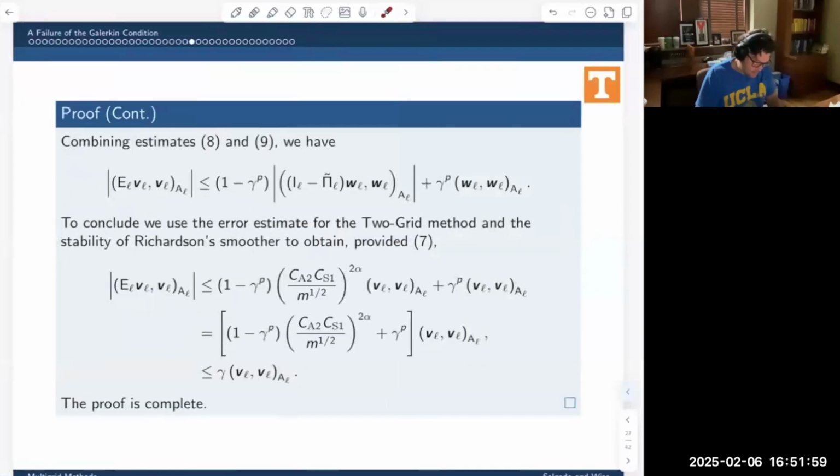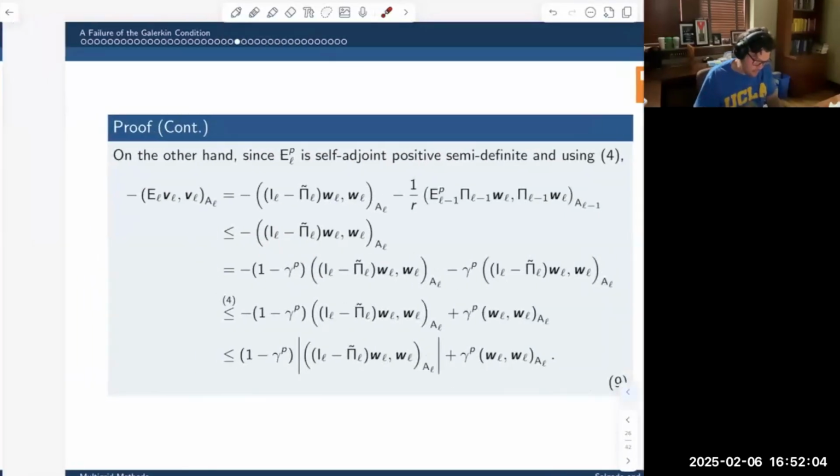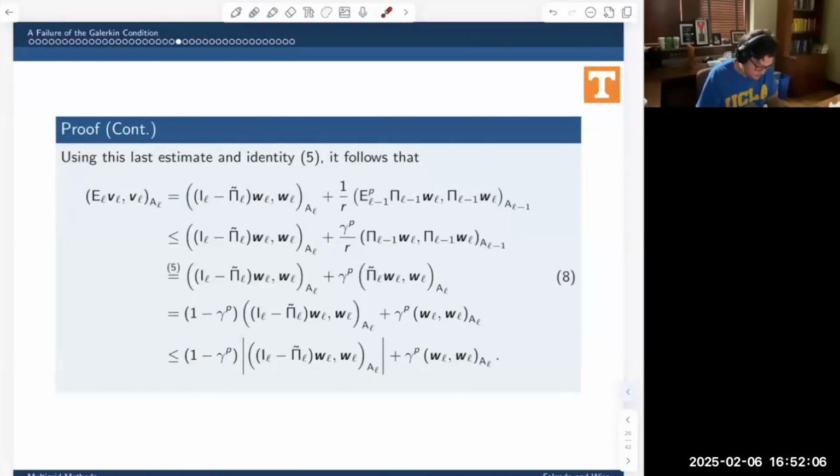Oops, where was I here? There we go. Here. Okay, so I replaced that object using identity 5. All right, now I can combine a couple of terms. Let's see what I can combine.